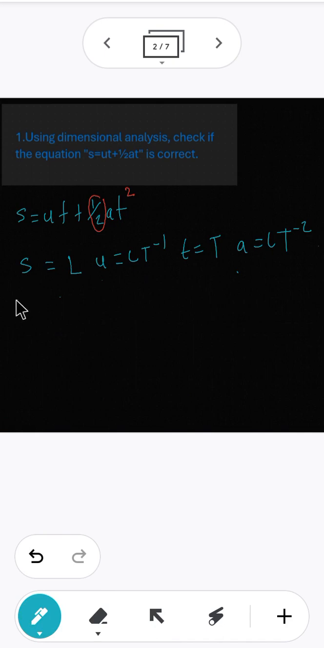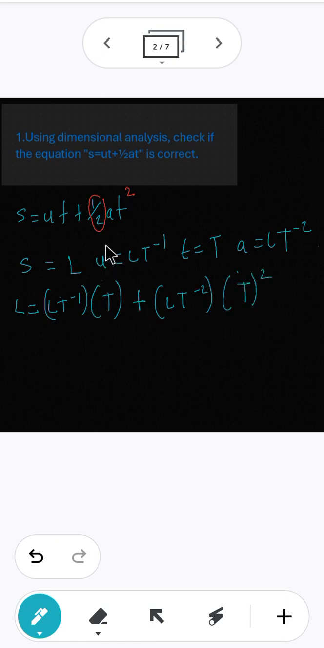So same thing, L, U is LT minus 1, T is still T, plus, now A still remains LT minus 2, then T now becomes T raised to power 2. Remember I said you are working, you don't use constants. There's a difference between an index, or a power. You make use of powers, but you don't use constants. When I mean constants, I mean coefficients.